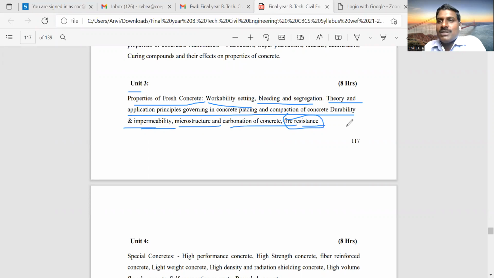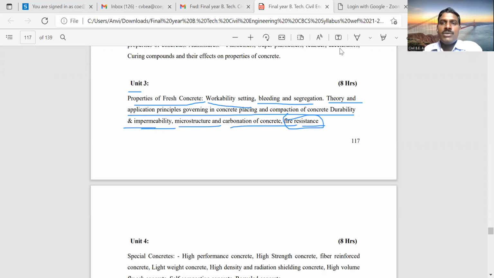Okay, so nobody answers. Actually, concrete is fire resistant. Why? Because the concrete has the capacity to resist fire. If we consider steel, steel is not fire resistant. If more than 300, 400 degrees Celsius temperature is there, the steel is going to melt. But the concrete is not going to melt, even though 1100 degrees Celsius temperature is there. Even if the temperature goes above that, your concrete will resist the fire.